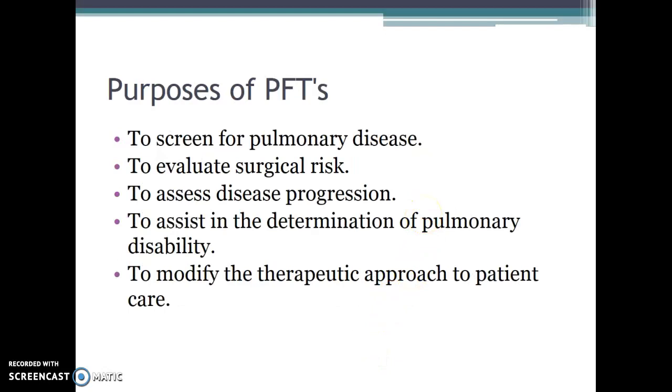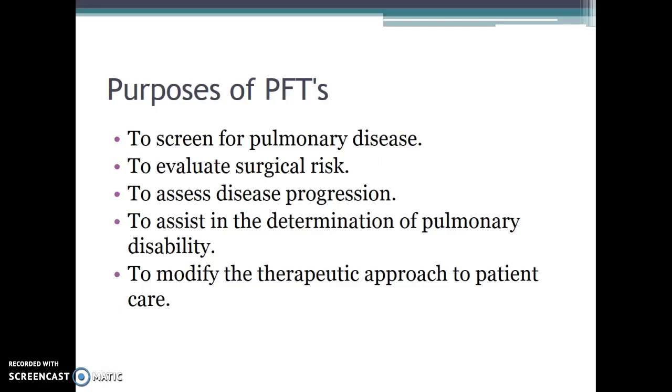So purposes of pulmonary function testing, there's about 5 big purposes to performing PFTs. One is to screen for pulmonary disease, so they're going to look to see if the patient has an obstructive disease or a restrictive disease, and then there's different classifications of diagnoses that fall within each one of those categories. To evaluate surgical risk, so if they're going in for a surgery and there's any question on whether their lung function will be compromised during that surgery, they'll do a PFT. They'll look to assess disease progression, so if they've been diagnosed with a pulmonary disease, they can use PFTs to see if the disease is getting worse or if it's kind of stabilized.